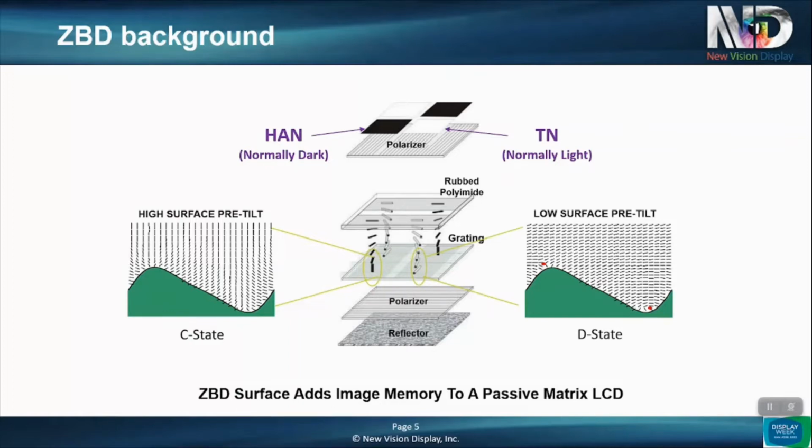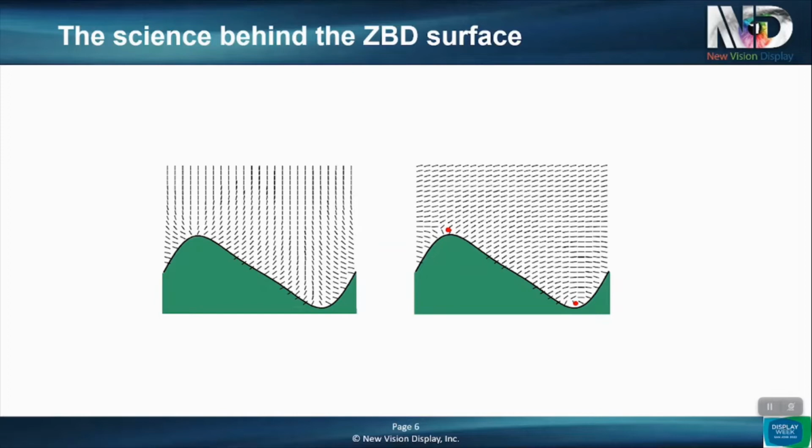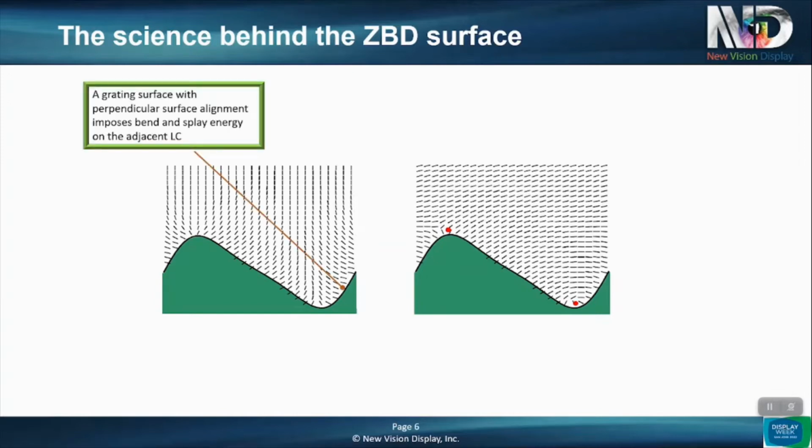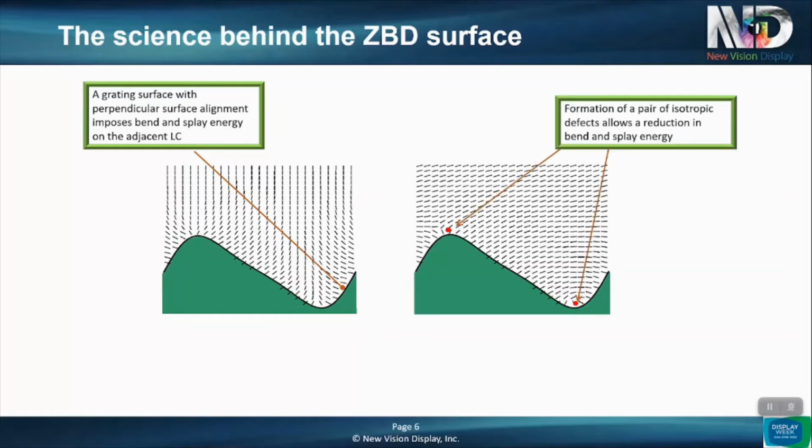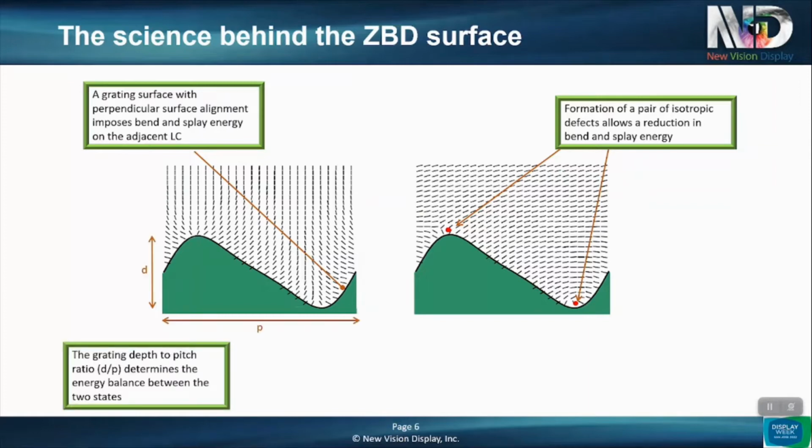It's worth going into a little bit more detail on this ZBD surface because there's a lot of science in here. When we take a grating surface with a perpendicular boundary condition, that imposes bend and splay energy on the neighboring liquid crystal. And it's possible to relax some of that energy by creating a pair of singularities or defects on the peaks and the troughs of those grooves. So this configuration here has a little bit of bend and splay, but it has the energy of these two defects. And we can adjust the energy of these two states with respect to each other by just adjusting the D over P ratio of that grating surface.